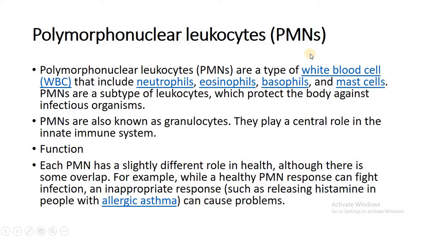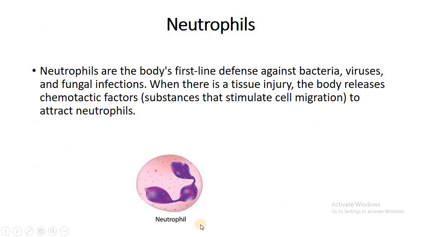These polymorphonuclear cells are a type of blood cells that include neutrophils, eosinophils, basophils and the mast cells. As we have discussed, they are the category of leukocytes which protect the body against infectious organisms. PMN cells are also known as granulocytes because they contain granules. Their main function is to fight against infection. So we'll discuss one by one.